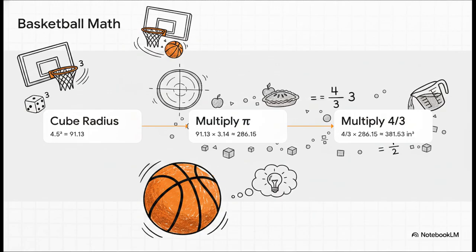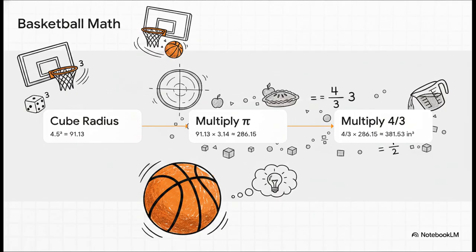Step 2, multiply by pi. We take 91.13 and multiply it by 3.14, giving us approximately 286.15. Step 3, multiply by 4/3. So 4/3 times 286.15 brings us to our final answer, approximately 381.53 cubic inches. Look at that! You just calculated the volume of a basketball perfectly.